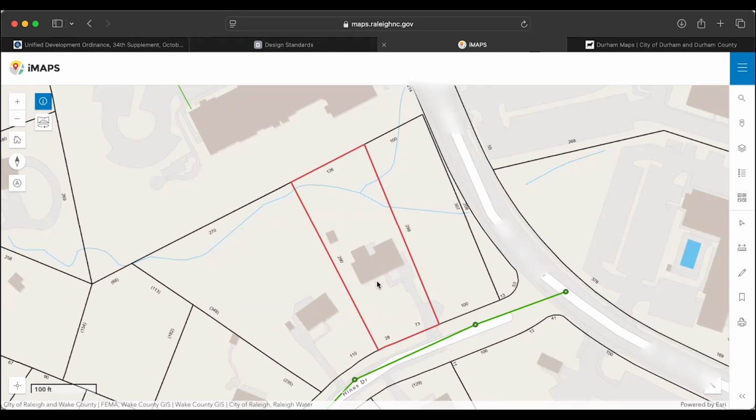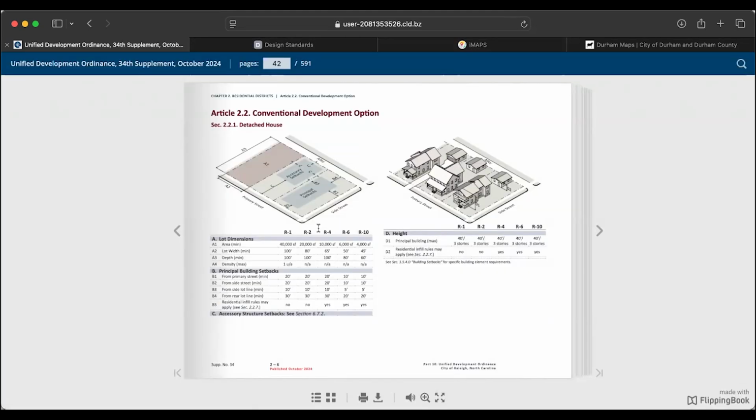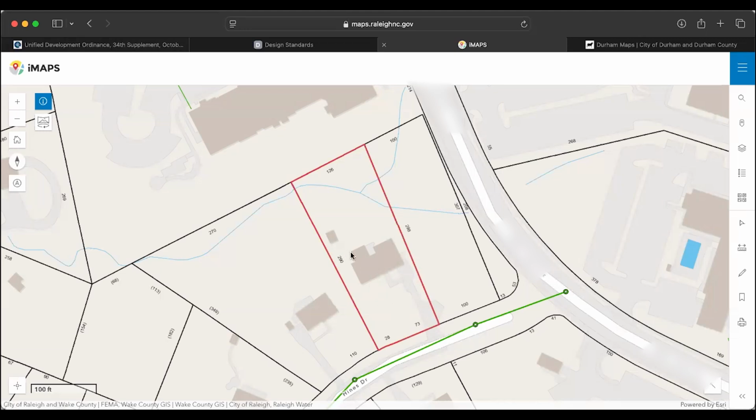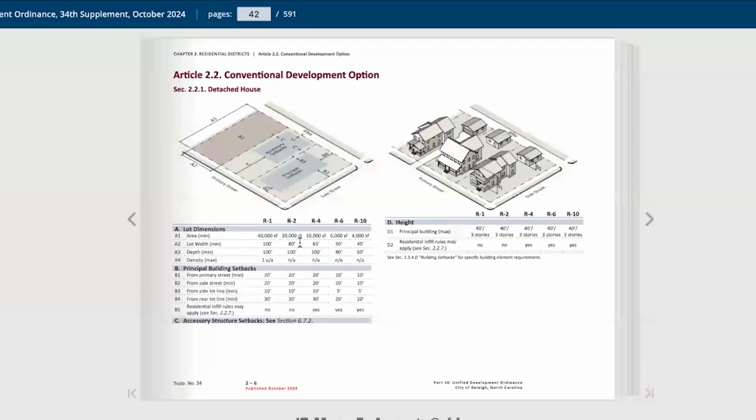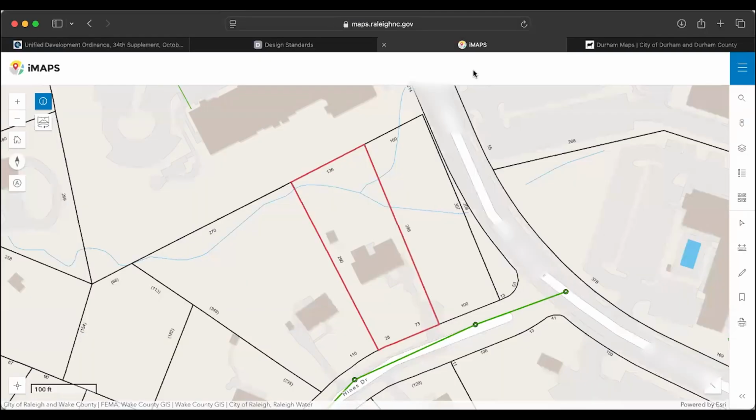So if I go back to the UDO in Raleigh, in R4, this is R4 zoning, I need 10,000 square feet, which we have by a long shot. We have basically 100 by almost 300. So we have plenty of space when it comes to the square footage. 65 feet is the frontage, 100 depth, which we have by a long shot, and then our setbacks here. Okay, so let's go over in here. So it's 100, this is 110.